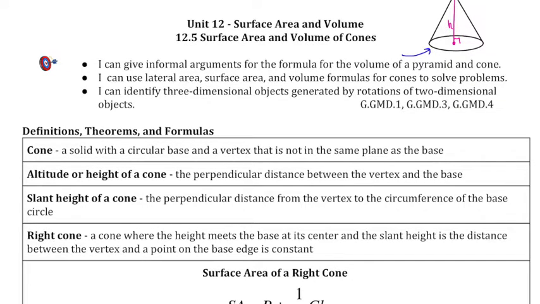In a right cone, the height is going to meet at the center of the circle. So we're going to be looking at right cones to look at our surface area and volume today. And so on all of those, where this altitude comes down, this would be at the center of that circle that is the base. The slant height of a cone is the perpendicular distance from the vertex to the circumference.